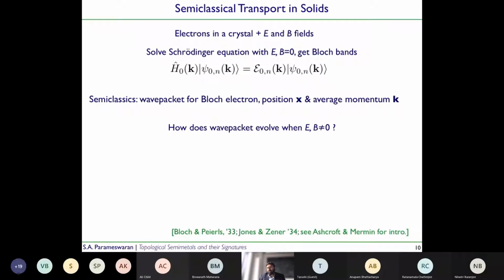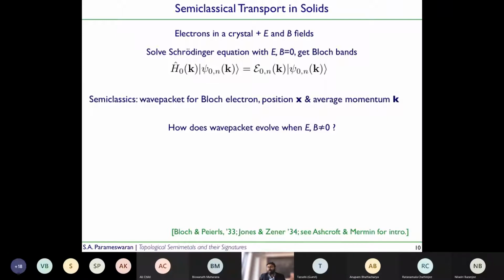Once you put the Schrödinger equation in the crystal, what you get is Bloch bands. So you have some Bloch Hamiltonian and some Schrödinger equation states, and you get a set of energy bands, which I've written over here, E_n of k. Here E0 is just the energy in the absence of any external field, so H0 is the energy without any electric and magnetic field switched on. I get a set of Bloch bands. So what the semi-classical theory of electron dynamics does is say, let us try to recreate an electron out of the Bloch bands.